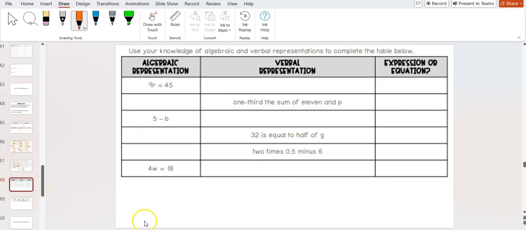So quickly, we have one more thing, same idea. We're going to write the algebraic representation, write the verbal representation, and then say if it's an expression or an equation again. Again, some of these you're going to have to take the expression and do the verbal, and some you'll have to do the verbal and write the expression. But I'm going to pause here. You should too. See what you get, and then join me to see if you get the same answer.